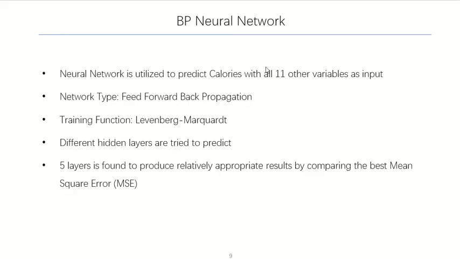And then I tried to use the backpropagation neural network to predict the calories, basically with all the 11 other variables as input. For the network type, I used the feed-forward backpropagation, and I used the LM training function, and I also tried different hidden layers to predict the output. I think 5 layers is found to produce relatively appropriate results by comparing the best mean square error, the MSE.